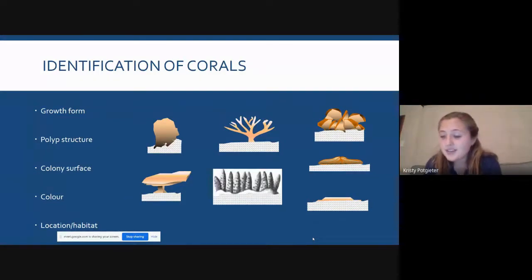Cool, so we're going to get into some identification now. Just having a look at some methods, or characteristics, that are important when you want to identify corals. First off, you want to look at the growth form.